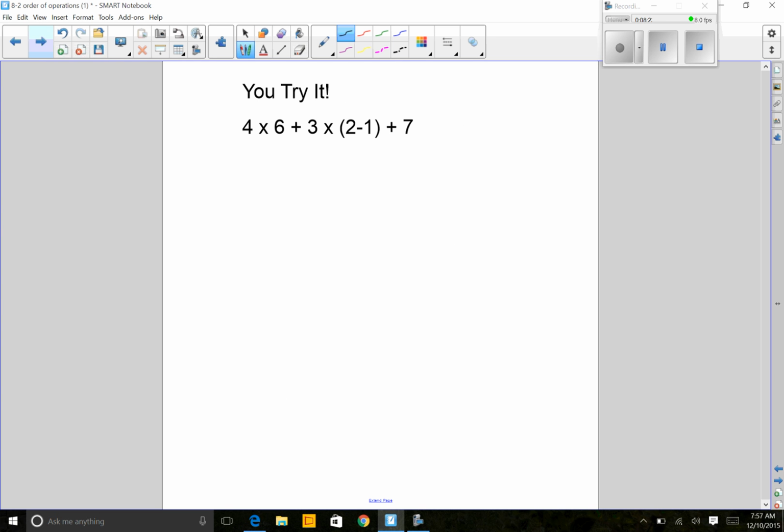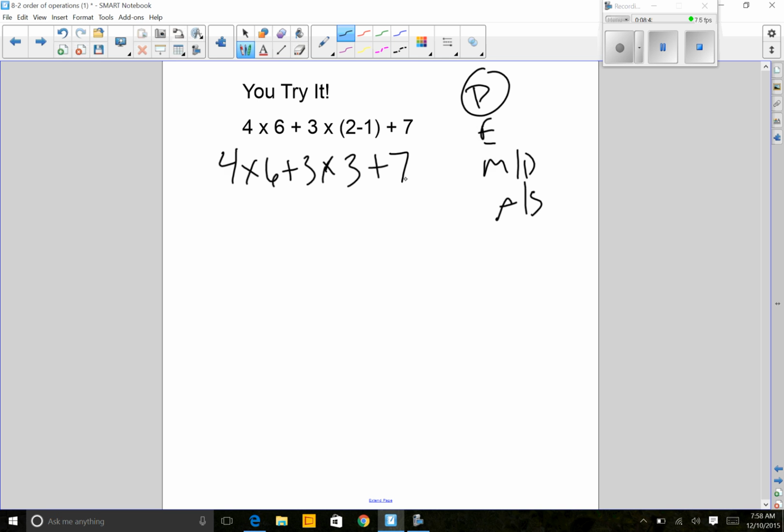Okay, why don't you try this one? This is a little bit longer. It's longer than anything we did yesterday. Okay, so the first thing I have to do, I'm gonna write my parentheses, right? I got a parentheses. So I'm going to do 4 times 6 plus 3 times 3. I have no idea what this equals, by the way. I just kind of wrote this out.